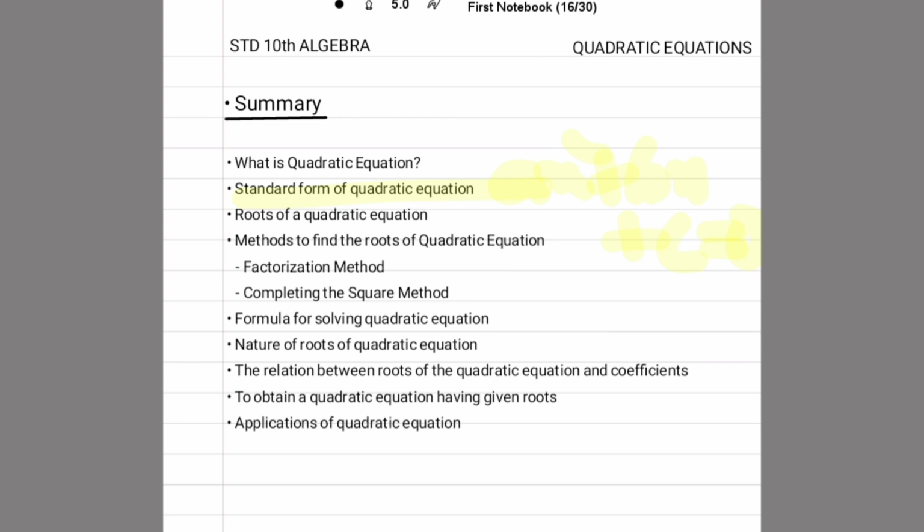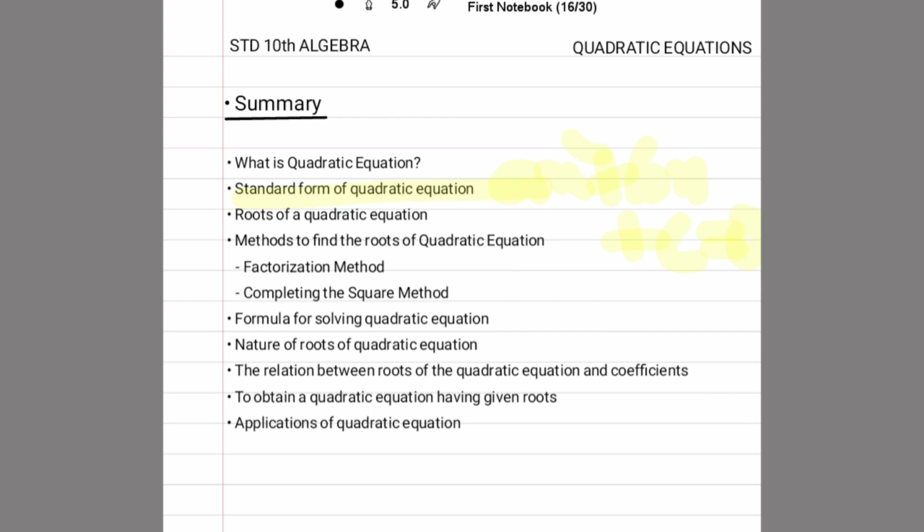Now roots of a quadratic equation. I will simply say that a root of a quadratic equation is that number which satisfies the given equation, right? Suppose x is equal to 6, if we substitute that value 6 in the given equation and we get the value of the equation as 0, we can say that this is the root of the given equation. Okay, and if the degree of the equation is 2, we will have 2 roots. Next thing which we learned is the methods to find the roots of the quadratic equation.